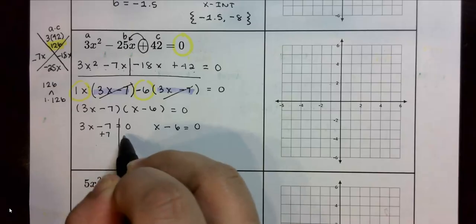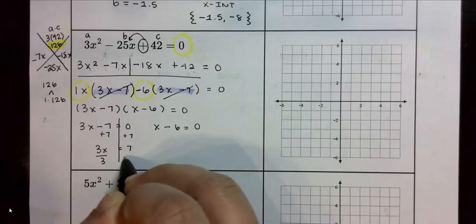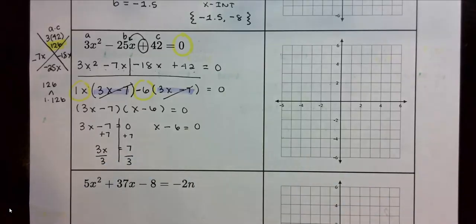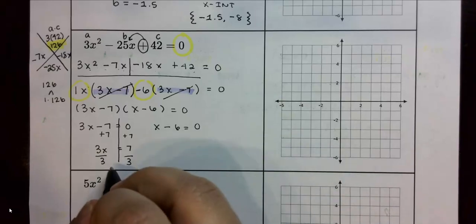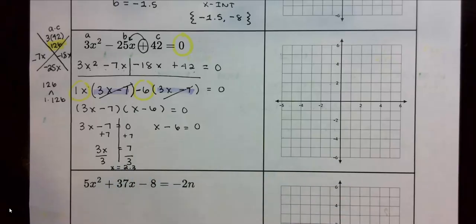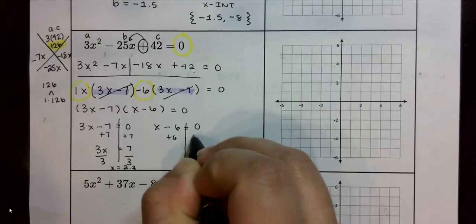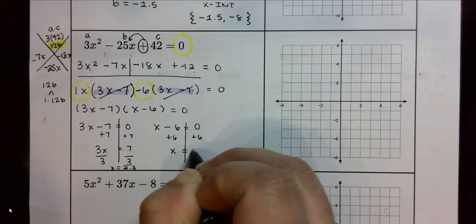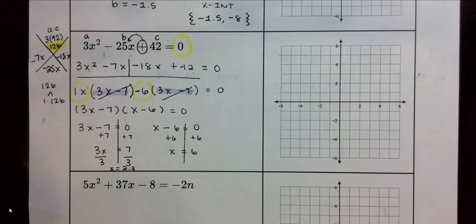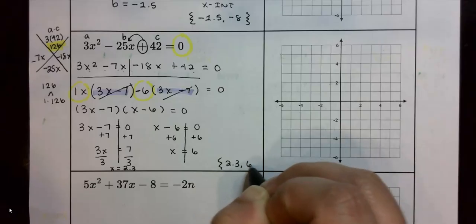Let's add 7 to both sides. So we get 3x equals 7, then divide by 3. If you take a 7 and divide it by 3, it's going to give you a decimal. And x is equal to about 2.3. So it's slightly above the 2. All right, here, all we have to do is add 6. So we get x is equal to 6. So we have two x-intercepts here, 2.3 and 6.